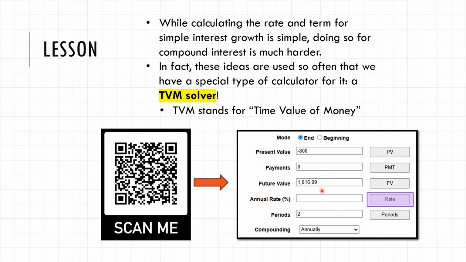We know that in the future he needed $1,016.99. And we know that this took 2 periods where the periods compounded annually. The way to use the TVM solver once you have those filled out is to click on the button for the one unknown variable. In this case, that was the annual percentage rate. So if I click on rate, it'll tell me 12.749, exactly how I calculated it. But notice how much easier it was to use a TVM solver instead of writing down the entire equation and isolating the variable.